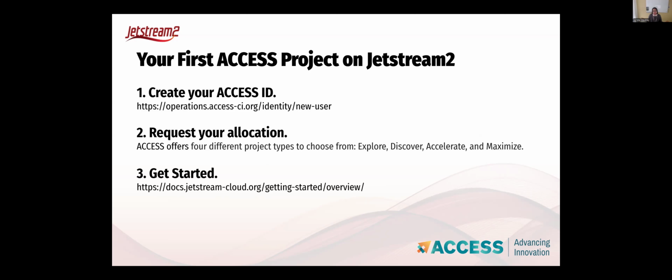So the second step to creating your first Access project on Jetstream 2 is to request your allocation. There's 4 different types of allocations that you can choose from: Explore, Discover, Accelerate, and Maximize. First, you have varying levels of how much resources will be made available to you, Explore being the smallest allocation and Maximize being the largest one. But they also have a different process for each one to request and have it approved.